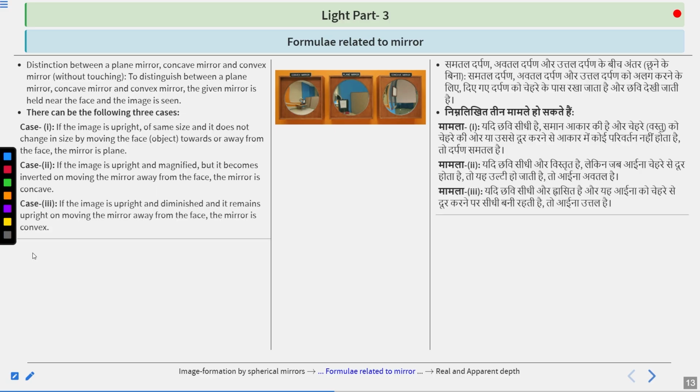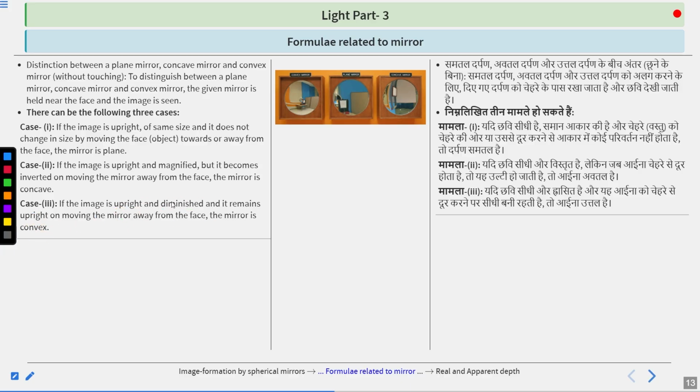Third case: if the image is upright and diminished, and it remains upright on moving the mirror away from the face, the mirror is convex. So if you are standing in front of a mirror, you see your image in the upright direction, but not your size, but diminished. When you move away from the mirror, the image is still upright. It does not get inverted and it is not moving with you. Then it is a convex mirror.